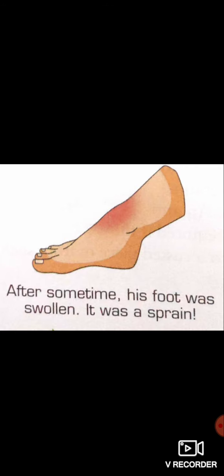So, basically, a sprain is an injury that occurs when a joint twists or turns in an awkward way. So now let's talk about the first three steps to be adopted for sprain.